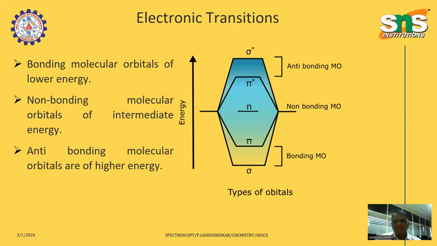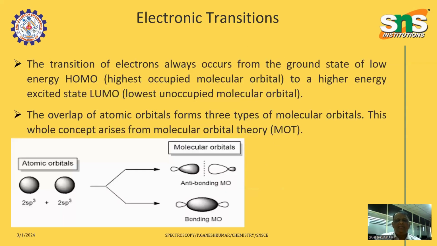The lowest one we represent as bonding molecular orbital. The highest one, the star, indicates anti-bonding molecular orbital. In the middle, n is a non-bonding orbital. Here, the upper orbital is the LUMO, that means lowest unoccupied molecular orbital, and the lower is the HOMO, which is highest occupied molecular orbital.